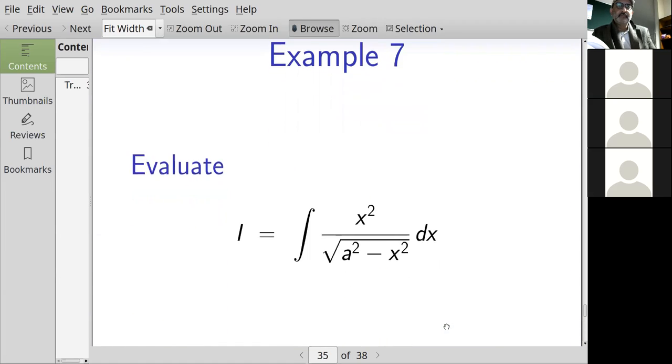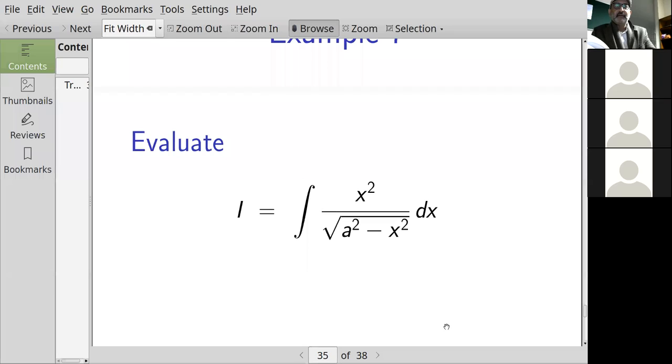Okay, how about this one? I equals the integral of X squared over the root of A squared minus X squared dx. If I'm tempted to use a regular substitution of the form U equals A squared minus X squared, then what I want in the rest of the integral is a constant times minus 2x dx. But I don't have something times x dx. I've got x squared dx. So the U substitution by itself wouldn't solve the problem for me.